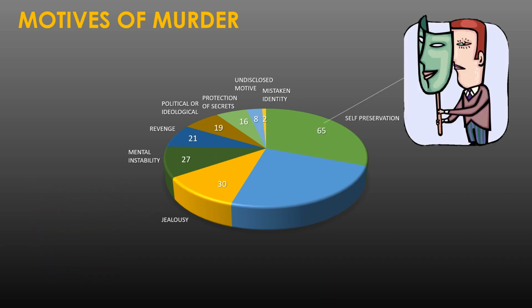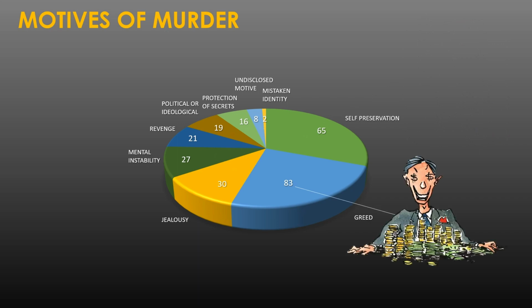Fear and self-preservation. Characters may resort to murder out of fear for their own safety or self-preservation. This motive often arises when individuals believe their lives or livelihoods are at risk, leading them to take drastic actions to protect themselves.